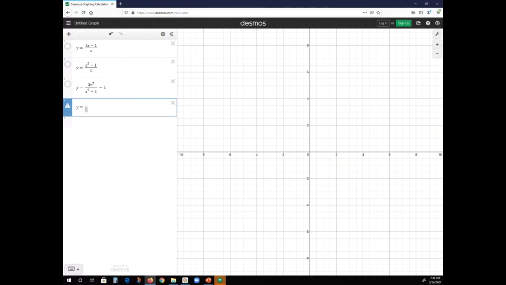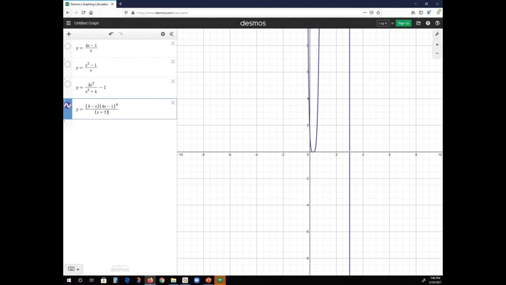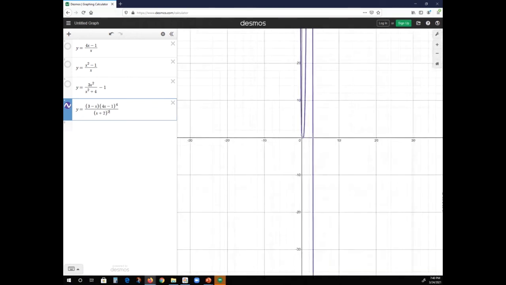So y equals, and I get my fraction. So this is a complicated one. I got 3 minus x, and that's going to be one of my x-intercepts, at 3. Then we have 4x minus 1 to the 4th. So we're going to get another x-intercept at 1/4 from that one. And then in the denominator, we have x plus 2 squared. So there's not going to be any vertical asymptotes because of the squared part. It's never going to be equal to 0.